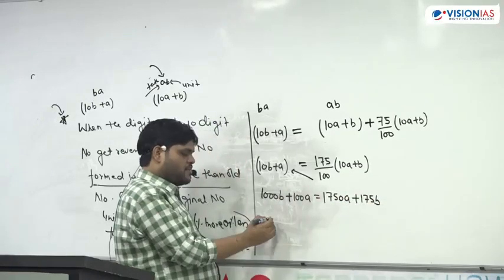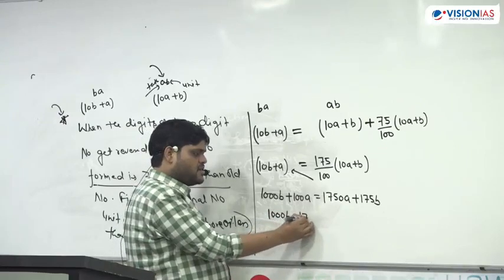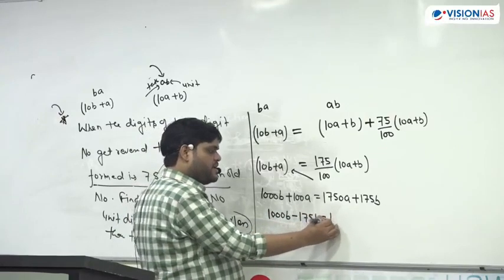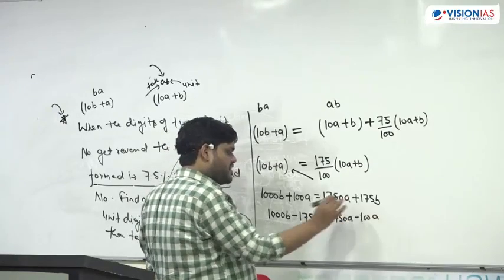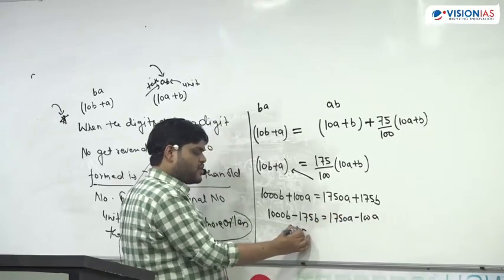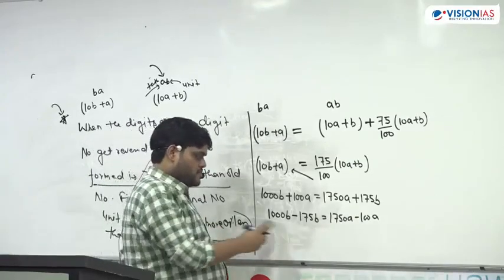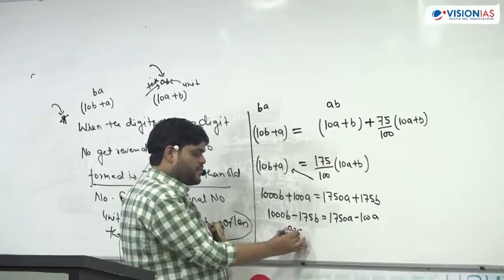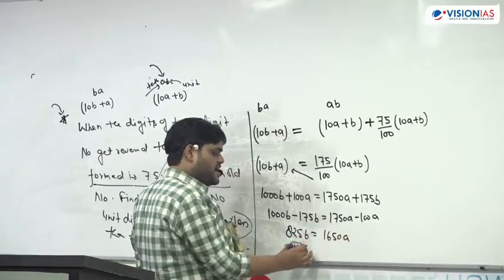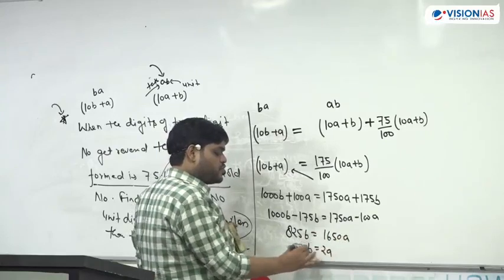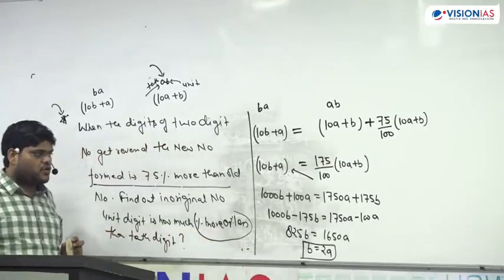Now B will come on this side. So 1000B minus 175B, and 1750A minus 100A. Sorry, this becomes 825B is equal to 1650A. So B is equal to 2A. This is what we are getting. B is equal to 2A.